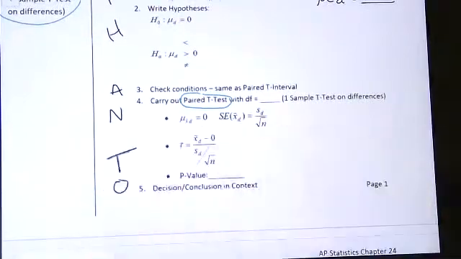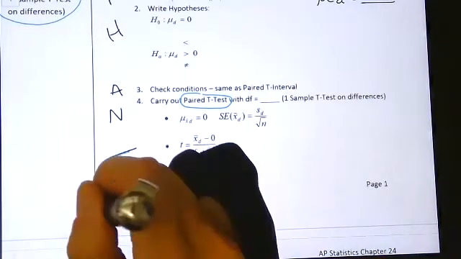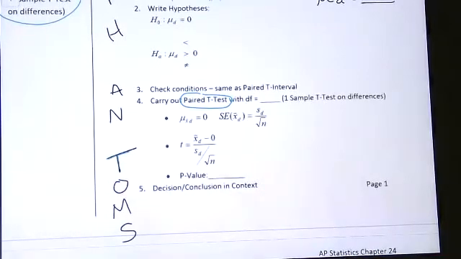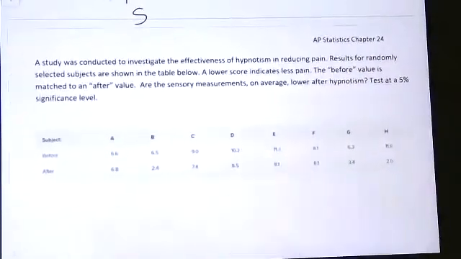You need to observe, is your p-value greater than 0.05 or less than 0.05 or whatever significance level you are using. You need to make a decision and state a conclusion in context. And that's the same as what we've always done, okay? So it's really not that different.